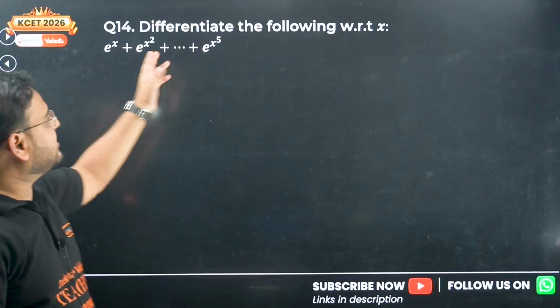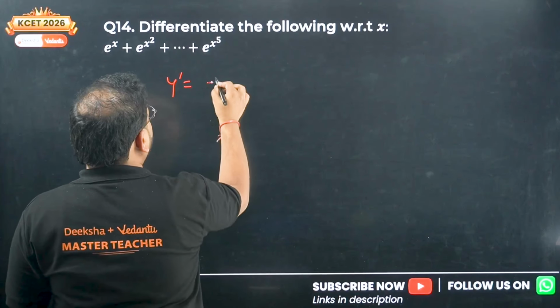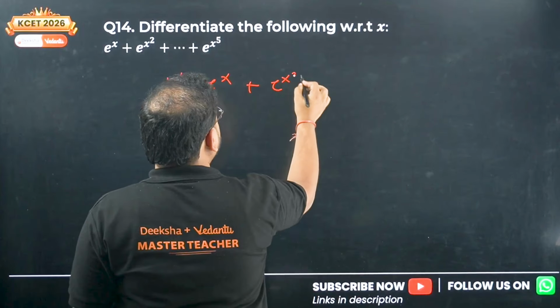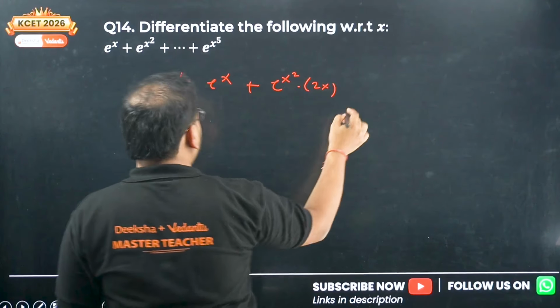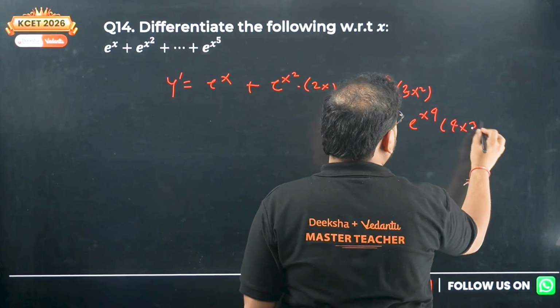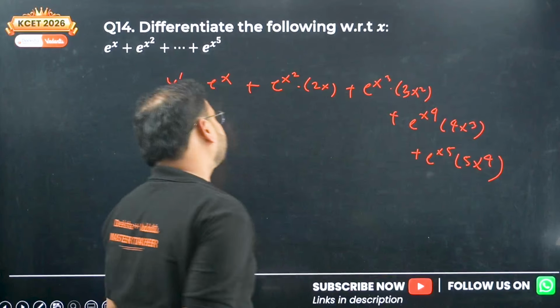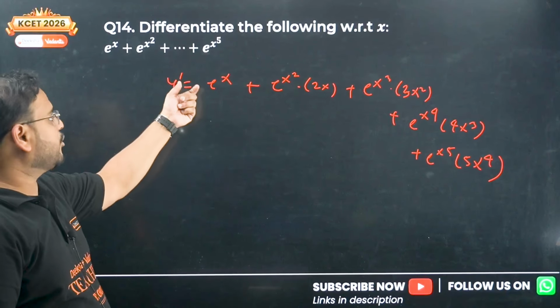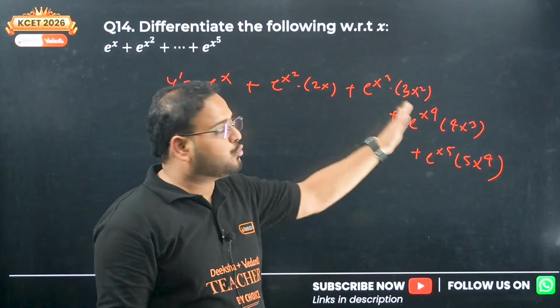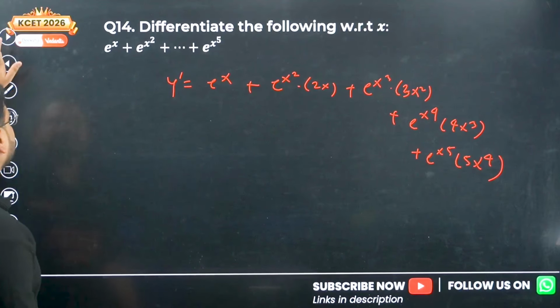Okay. Differentiate the following with respect to x. If I have here, y dash will be e power x plus e power x square into 2x, the chain rule. e power x cube into 3x square plus e power x power 4 into 4x cube plus e power x power 5 into 5x power 4. Is something common? No, sir. It is not common because we don't have x common, 2 common, 3 common, nothing is common. So this is your final answer. Okay, next.